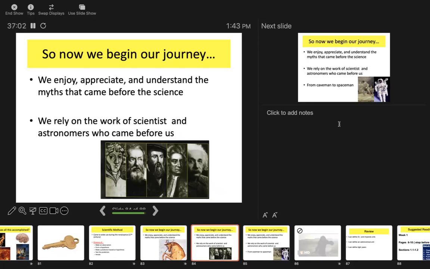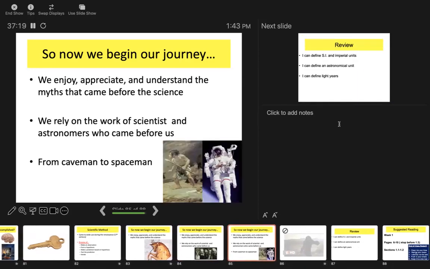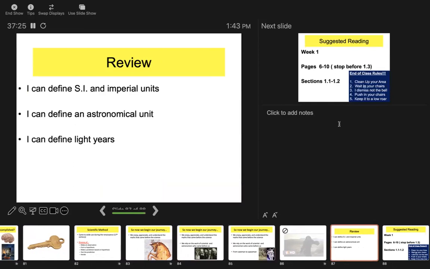Why? Because the science has progressed. We know more things now than even he knew. I'm not going to say we're smarter than any one of these, and we're going to learn each one of these guys. But as science progresses, our knowledge only increases. Okay. So it's going to be a journey from caveman to spaceman for the next 2 chapters. Yay for us.